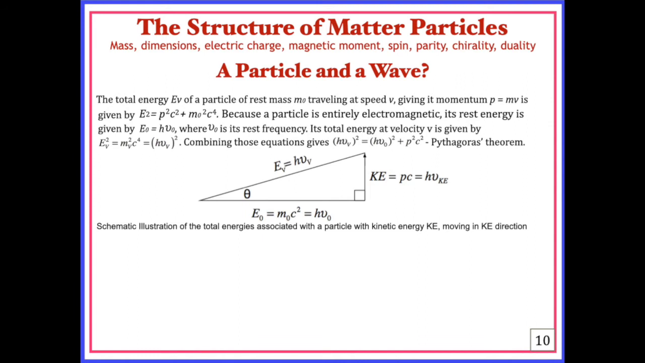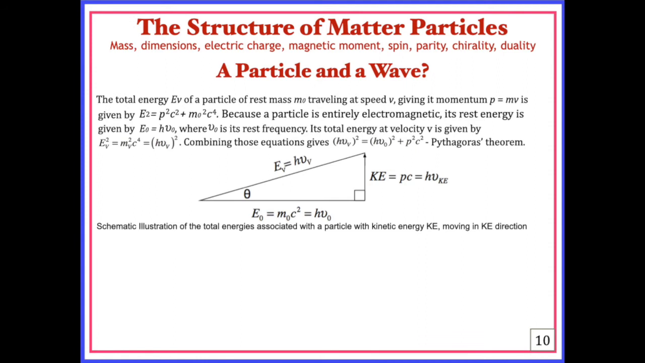To do that, consider the energy components. The total energy E of a particle of rest mass m0 and momentum p is given by E squared equals p squared c squared plus m0 squared c to the fourth.